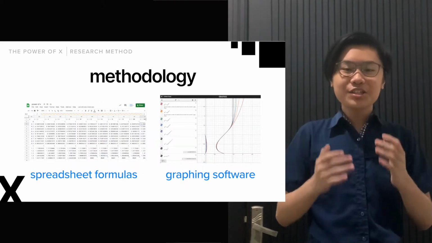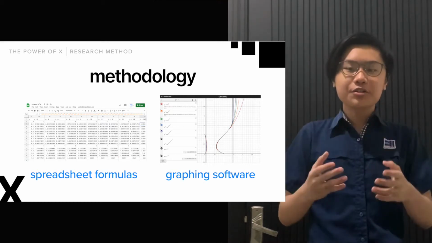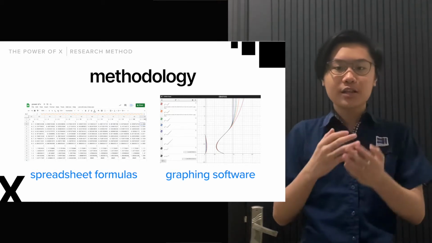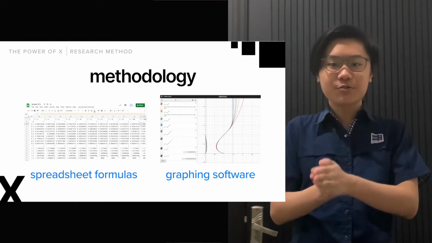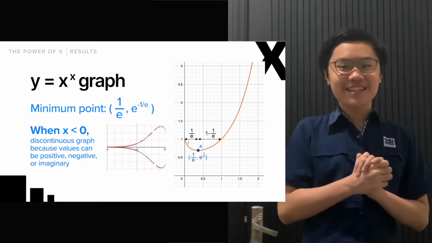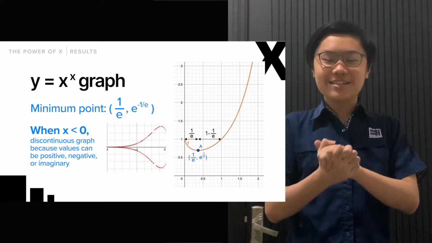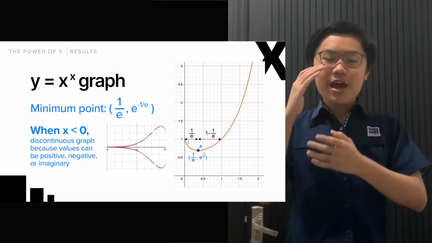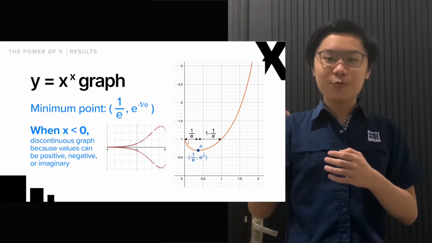For the methodology, for the how, I use spreadsheets on Google Sheets to calculate the values, and then also to plot them in a graph. I use graphing software like Desmos and GeoGebra. Let's take a look at the results. First of all, the graph of y equals x to the power of x. The minimum point is 1 over e, comma, e to the power of negative 1 over e.